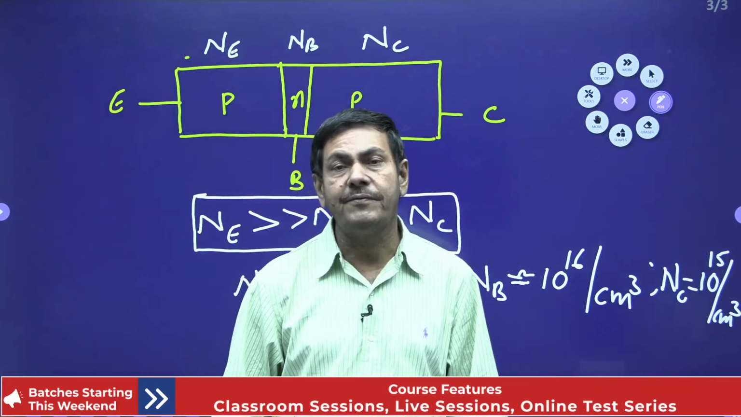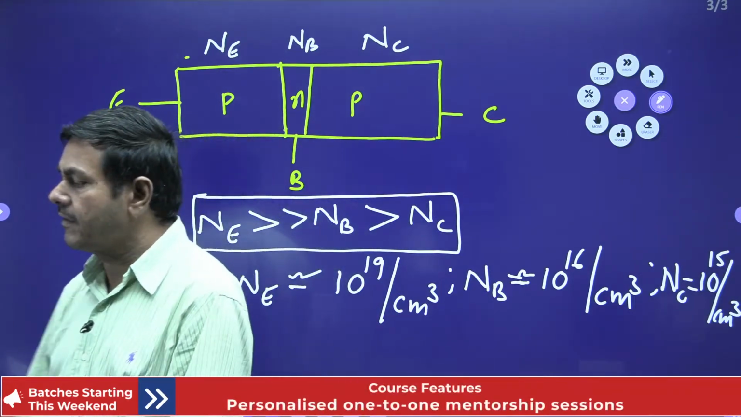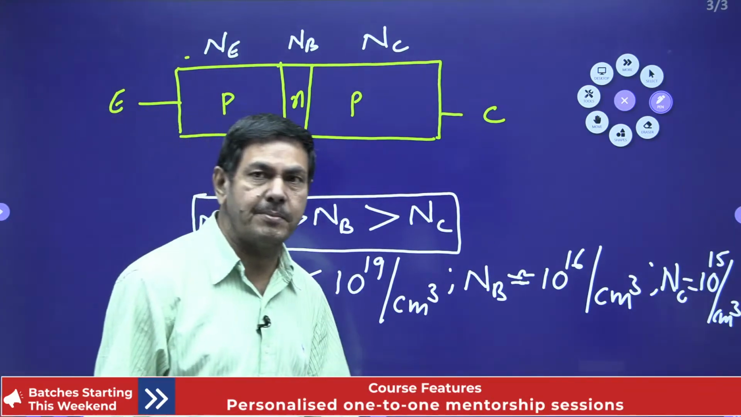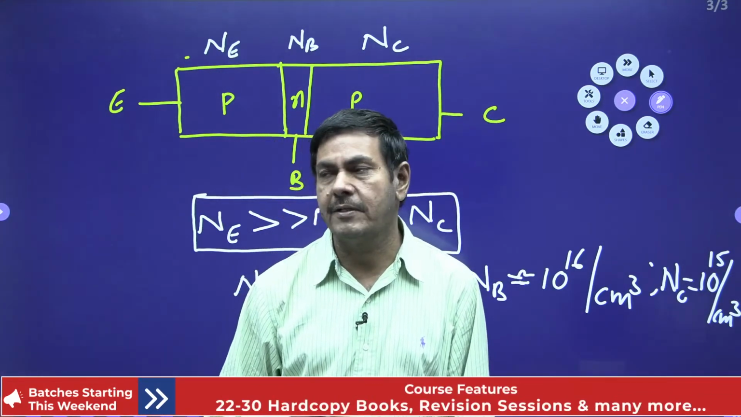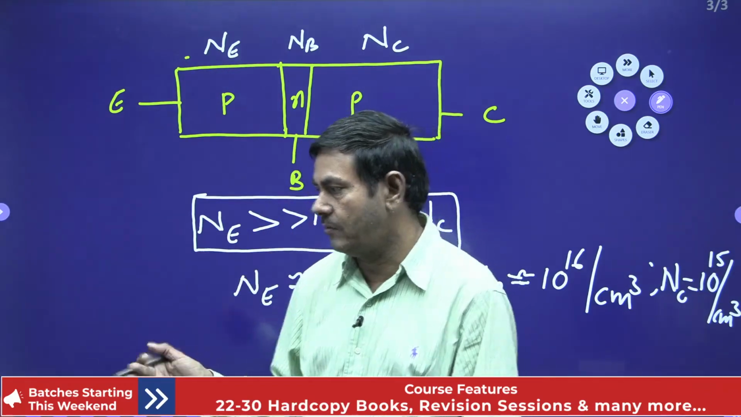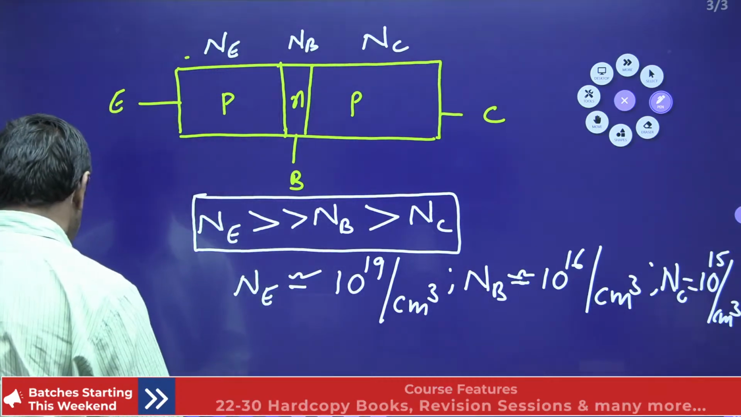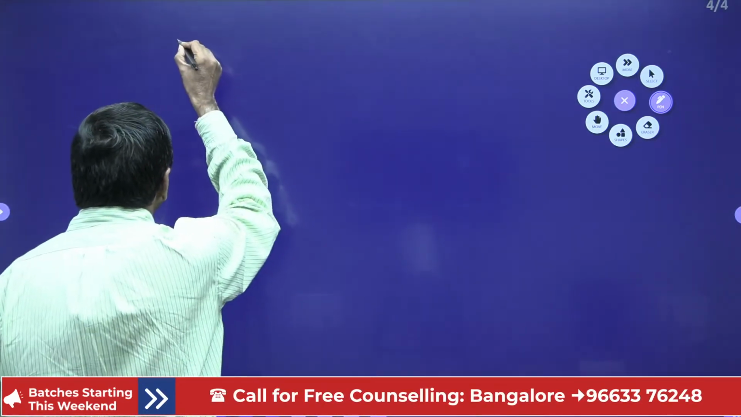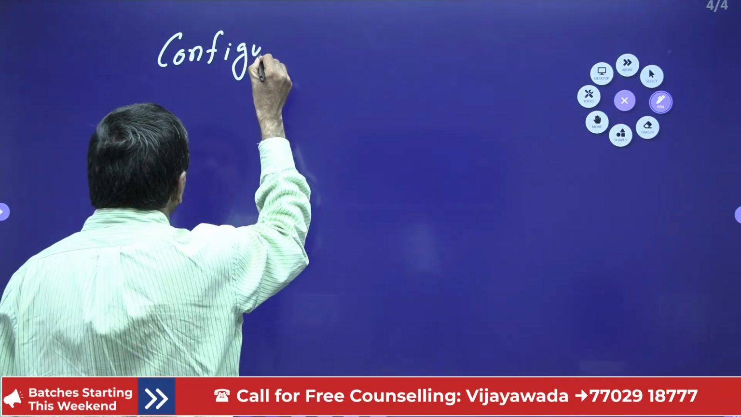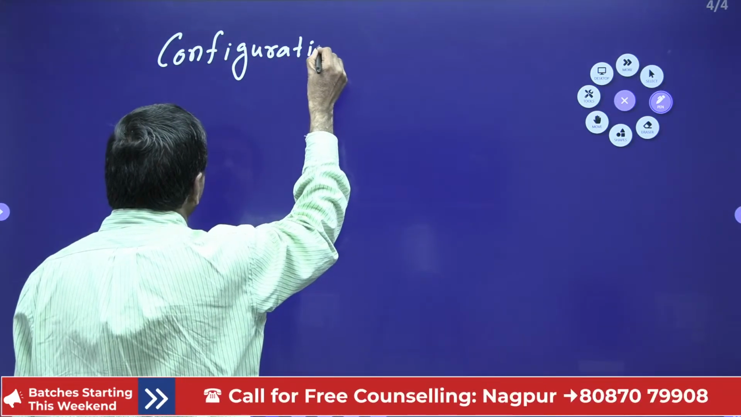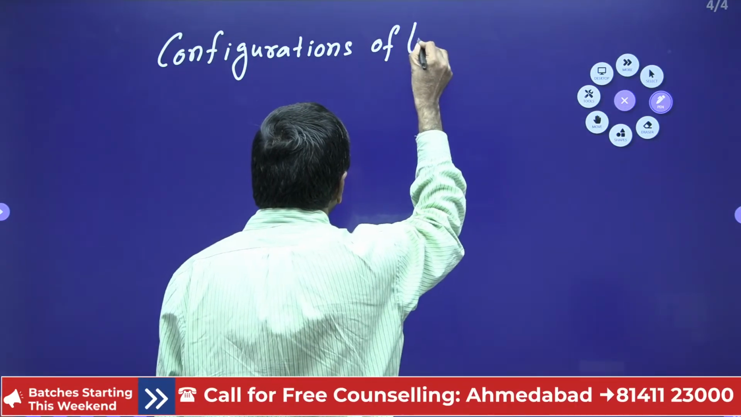But what configurations of transistors are possible? What configurations of transistors are used? I want to explain one by one. After completing the configurations of the transistor, I can enter into the different parameters later. For that, please watch what parameters are required. Configurations of transistor.